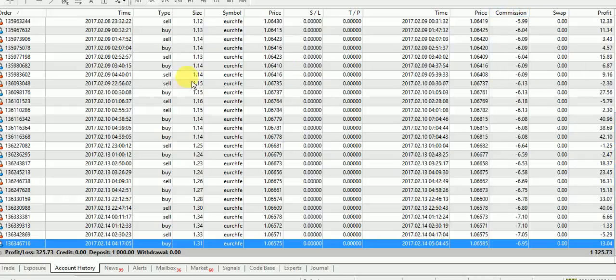And I am amazed that this robot can be set in a way that increases its lots as the balance grows, so it will always be more, and I like it so much. I will start with a real account as soon as possible.